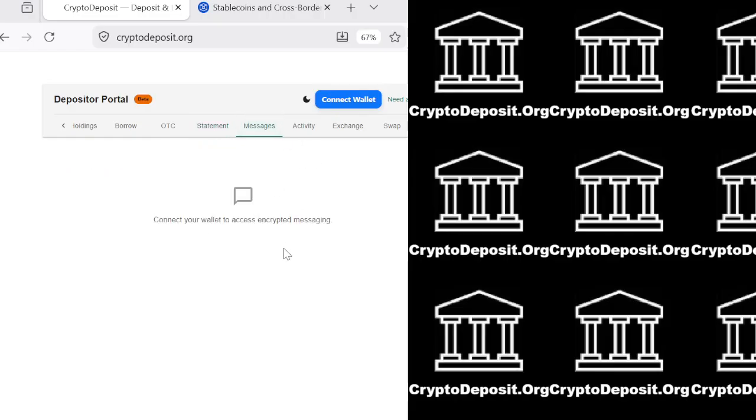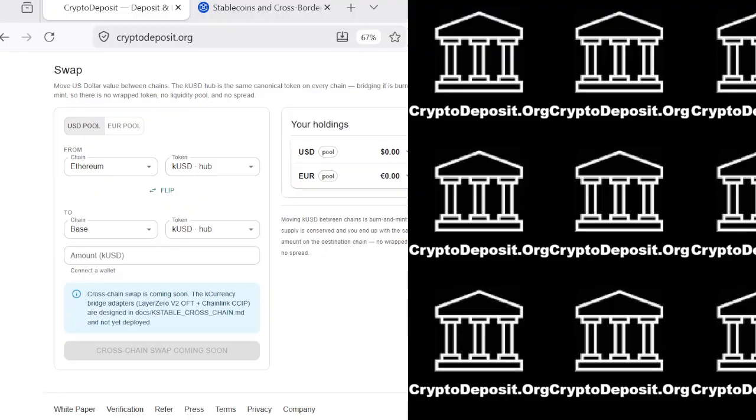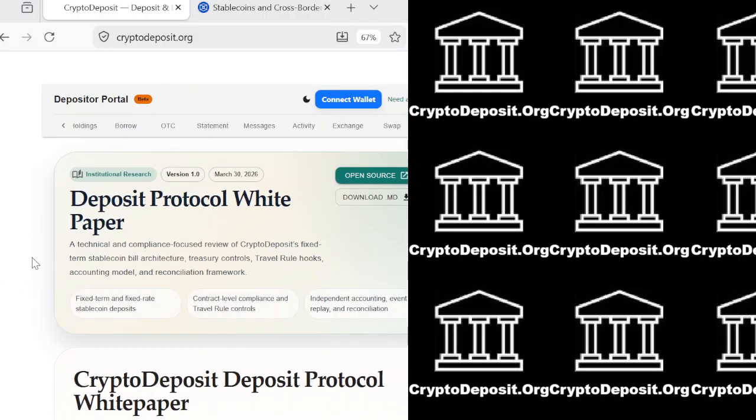XMTP. So anybody else using Crypto Deposit, you can message them wallet to wallet. There's anonymous ways to hide your wallet address as well. You can use a sort of nickname for your wallets. You can do video calls. Everything is purely wallet to wallet, so you have custody at all times. And then, of course, activity history, and then exchange and swap. So that is who we are at cryptodeposit.org. We love stablecoins. We cover everything about stablecoins as much as possible. We've got a white paper, and there's a white paper video.